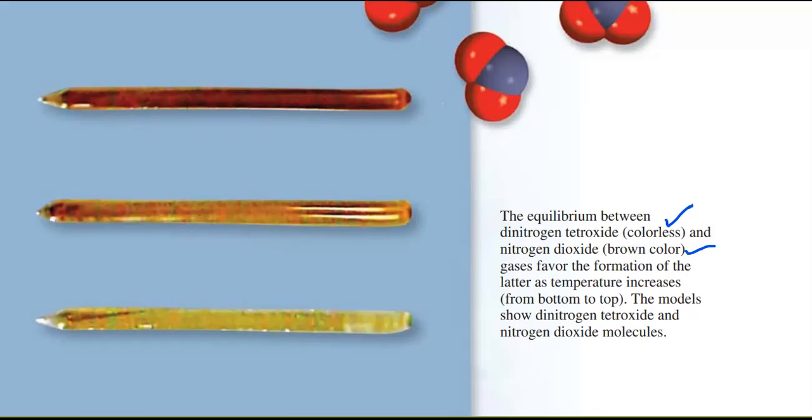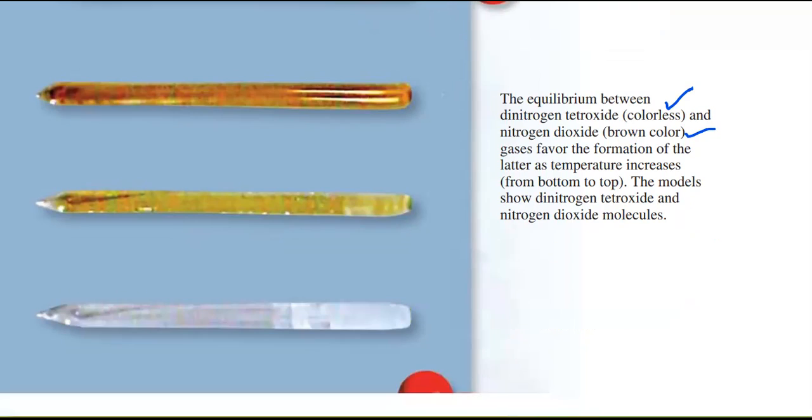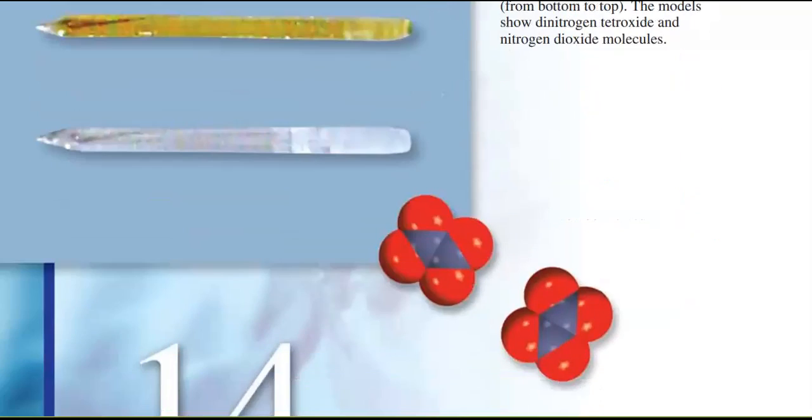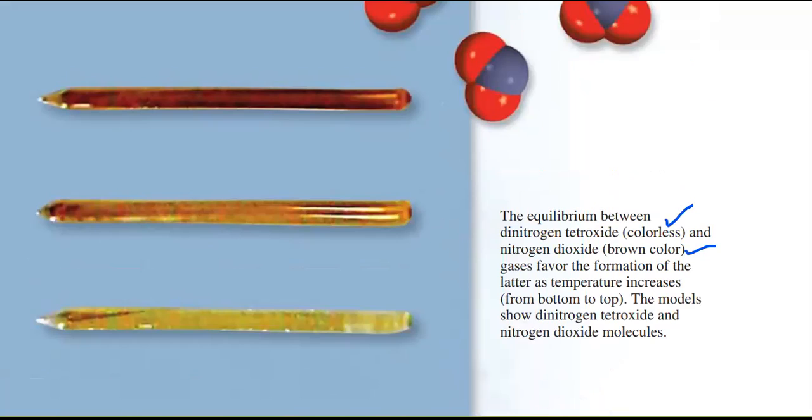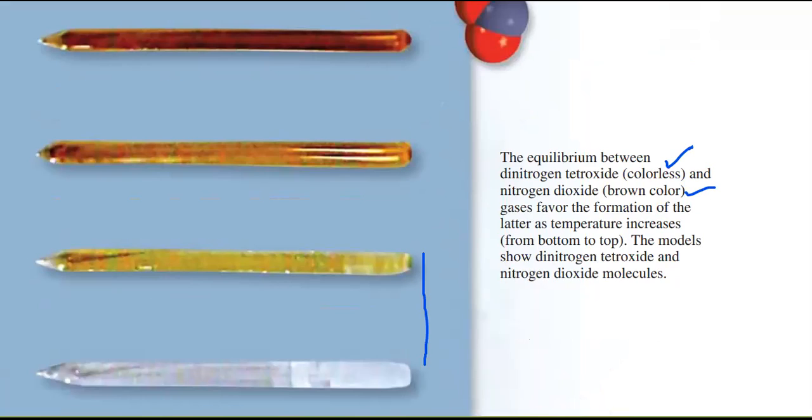The gas mixture favors the formation of the latter as temperature increases from bottom to top. So these are the colors. If you observe, this is the color change. The model shows dinitrogen tetroxide and nitrogen dioxide molecules here. These are the molecules here.